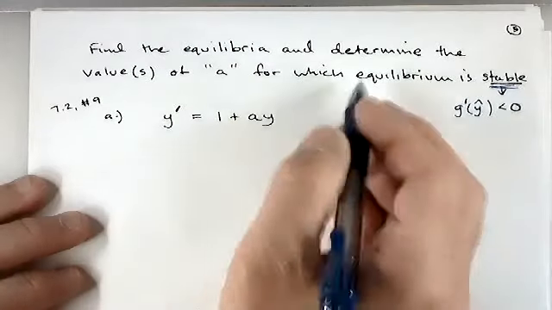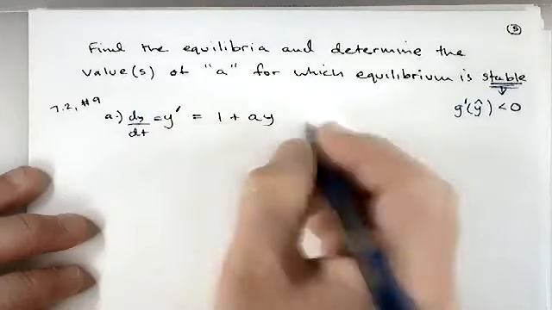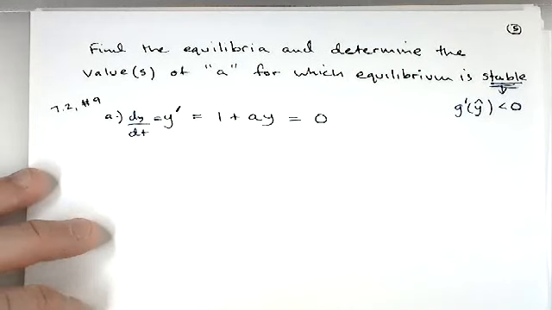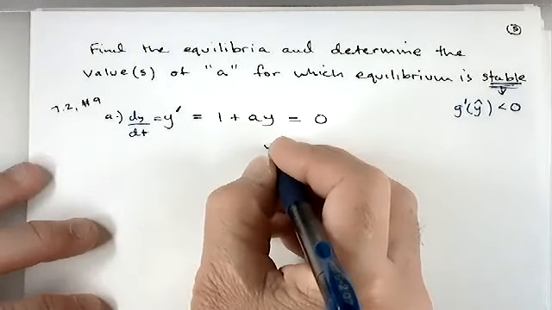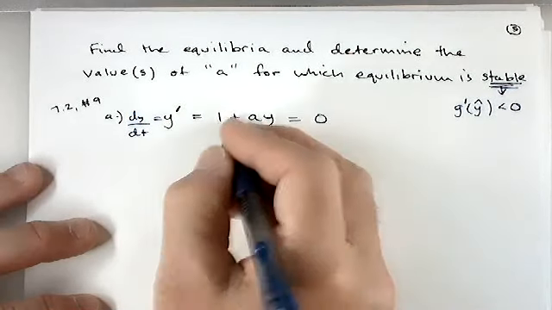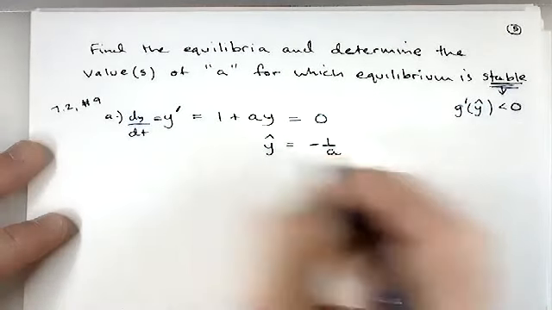Okay, let's start by finding our equilibrium. Remember, y prime is just another way to write dy/dt. And so to find your equilibria, you're just setting this equal to 0. And that's going to give me, if I solve for y, that'll be y hat because it's a special equilibrium. Move the 1 over, divide by a. Negative 1 over a is my equilibrium.